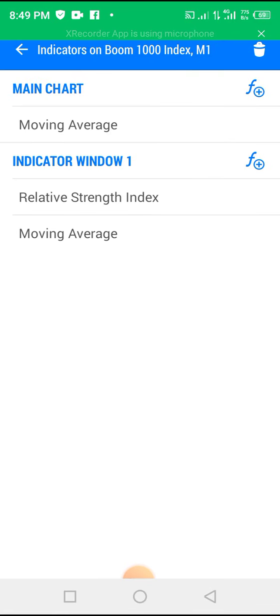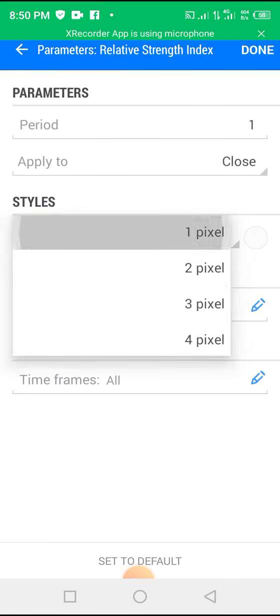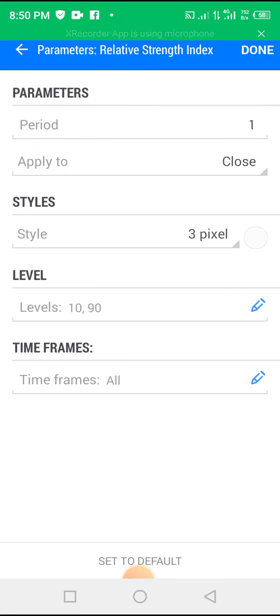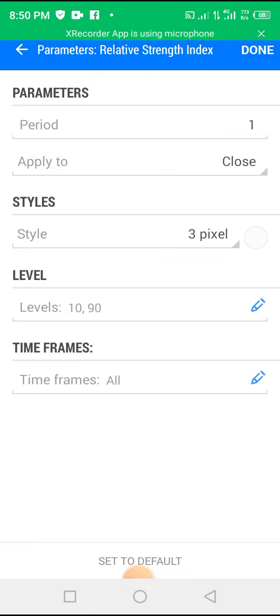The next indicator is on indicator window 1, which is the relative strength index, and it has a period of 1, apply to close. The style here is 3 pixel, and I'm using a white color. Why? Because I don't want the settings to show on the chart. I just want it to be plain white. So if you're using a white background, make sure you're using a white color, sorry. And if your background is black, make sure you're using a black color. And the levels here are level 10, which is our buy level, and level 90, which is our sell level. After that you click on done.